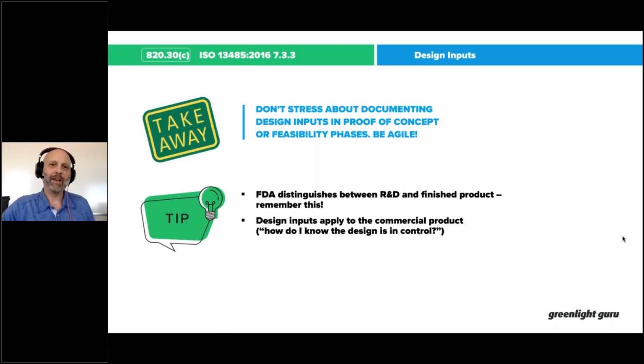One thing that I often hear from engineers and product developers is, "I hate design controls." And I'm like, whoa, time out.